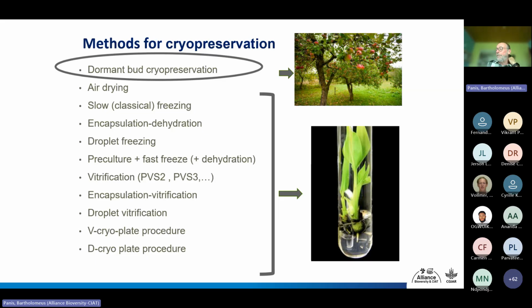In fact, maybe we can first distinguish the different cryopreservation methodologies in two sections. The first is the dormant bud cryopreservation and some air drying, which means that this is material that is not relying on in vitro culture. So for these protocols, you do not need laminar flow benches, you do not need autoclaves, you do not need in vitro culture. So the first well-known example is the dormant bud cryopreservation.